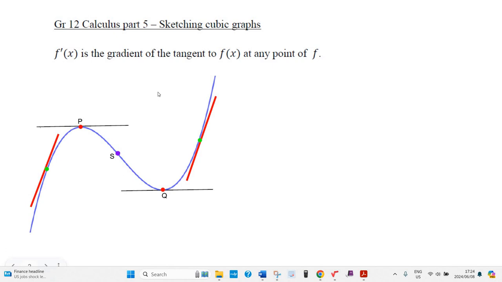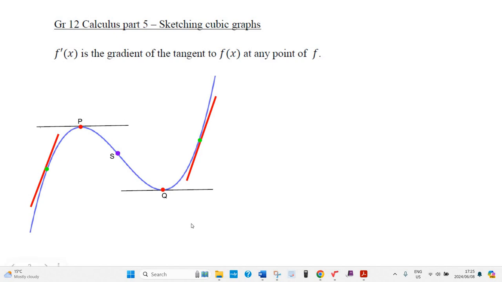Okay, we're going to look at sketching cubic graphs, calculus part 5 here. It says that f prime of x is the gradient of the tangent to f of x at any point of f. So say this is a function, and it's a cubic function because it's x to the power of 3. If you solve it, make it equal 0, you can get 3 different roots: 1, 2, 3. A line will hit it in 3 places. But let's look at some things we have to know about it.